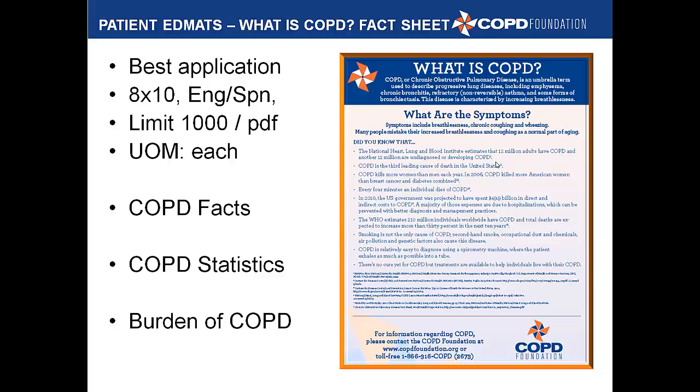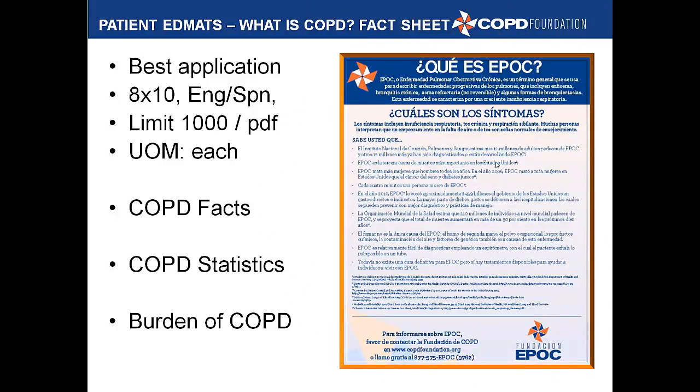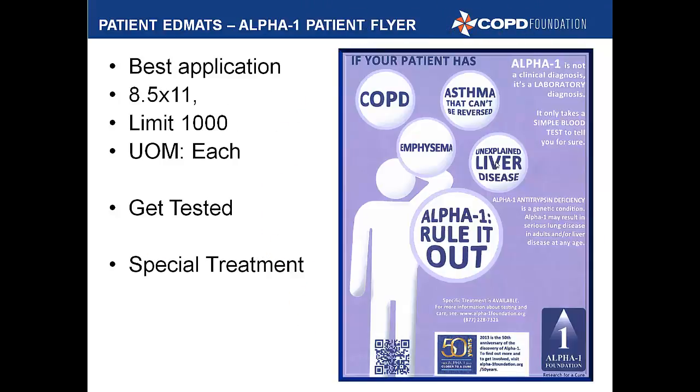The next fact sheet we offer is the What is COPD? This covers the basic information about COPD statistics, facts, and also the burden of COPD in the United States. This is available as an 8x10. It's great for drop boxes in doctor's offices, clinics, respiratory care departments, and pulmonary rehab centers. And this is also available as a unit of measure each with a limit of 1,000, also available for electronic download. English and Spanish.